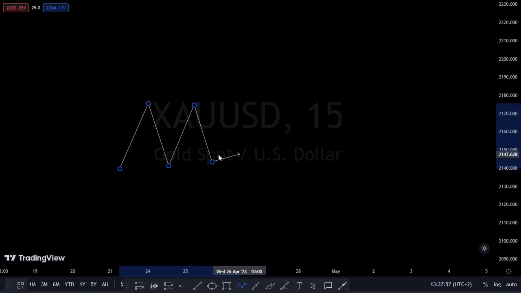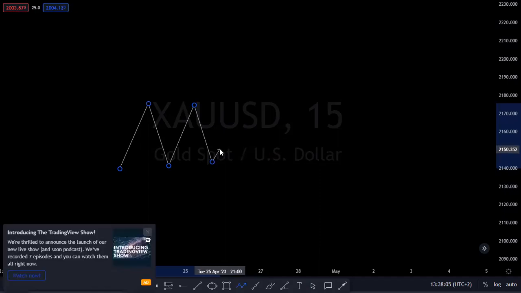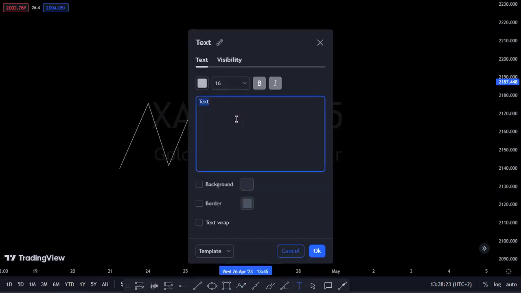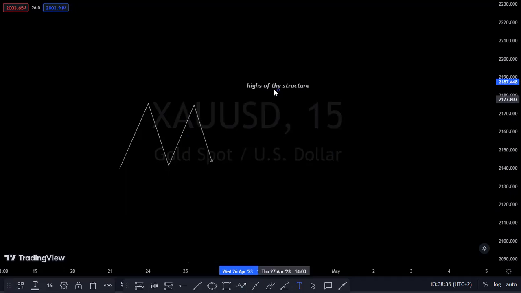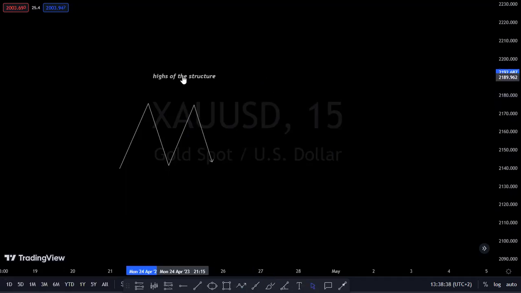From here, guys, what I want you to know are the things you should know before you trade your double top, or how to confirm your double top. First things first, you should know that a double top only appears on the highs of the structure. As it appears on the highs of the structure, we are always anticipating the market to reverse from an uptrend to a downtrend.